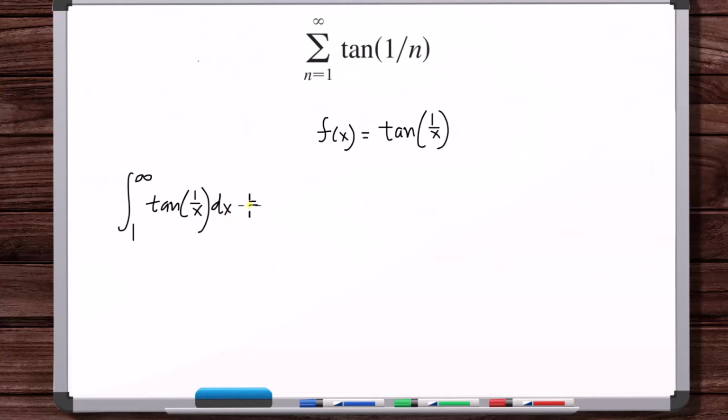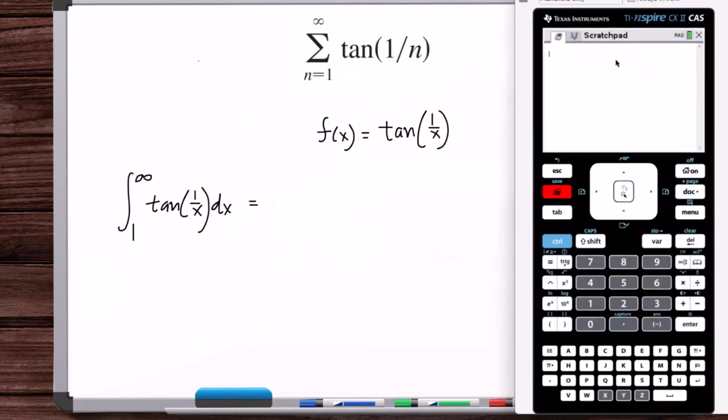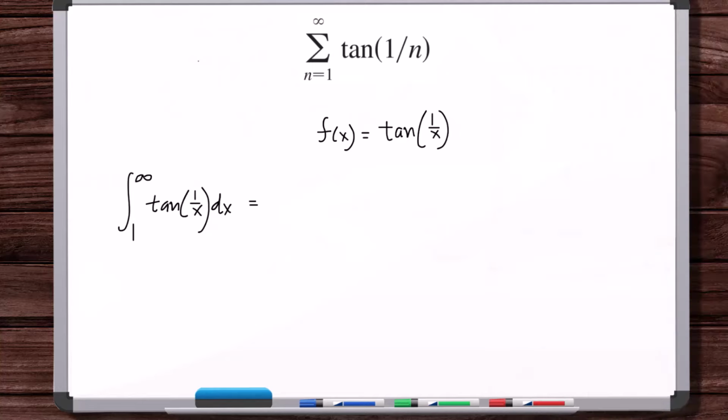So let's just go ahead and use our calculator here. There's no need to go through the drawn-out integration process. So the integral goes to infinity. So that means that, according to the integral test, this is divergent.